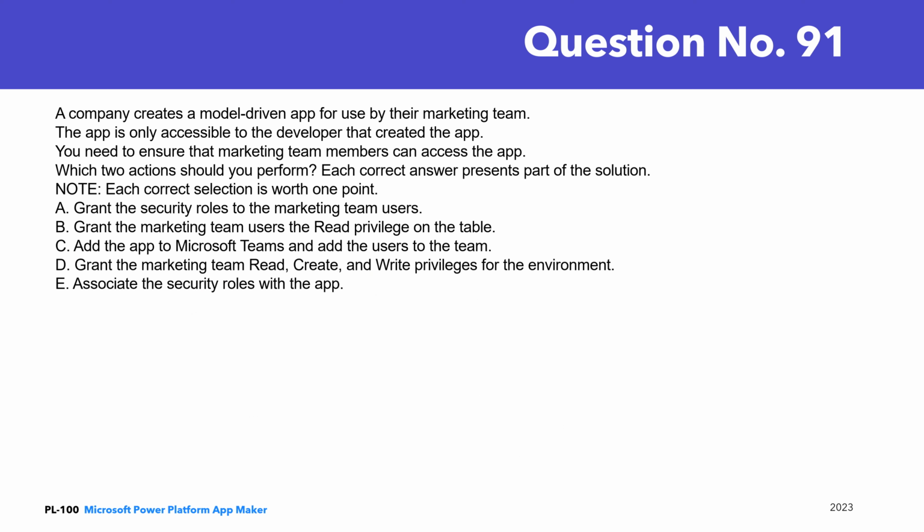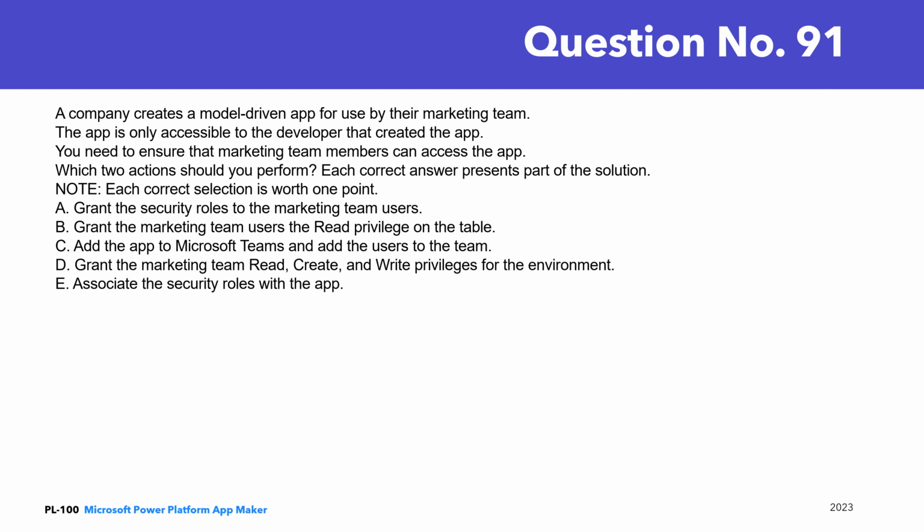A company creates a model-driven app for use by their marketing team. The app is only accessible to the developer that created the app. You need to ensure that marketing team members can access the app. Which 2 actions should you perform? Each correct answer presents part of the solution. Note, each correct selection is worth 1 point.